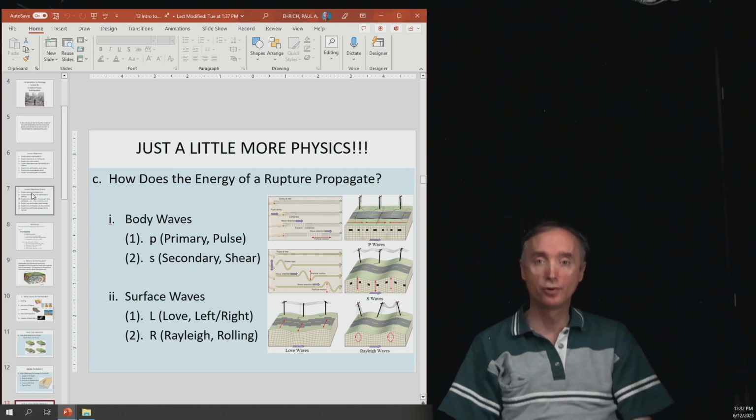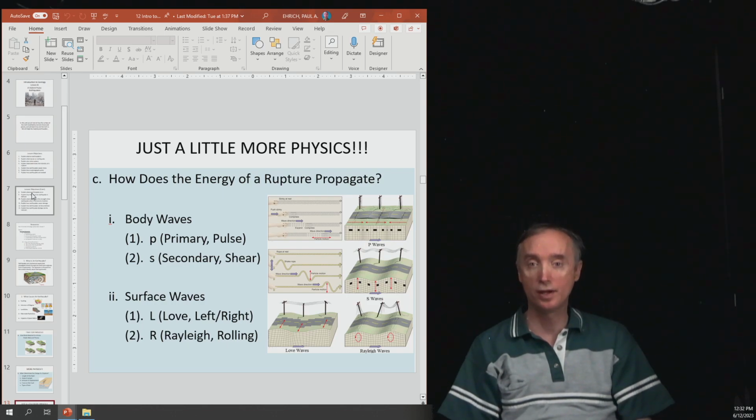Now, very important that you know the P waves, the S waves, the L waves, and the R waves. So P is going to stand for primary waves because they are the first ones to arrive. S stands for secondary because they are going to be the second kind of waves to arrive.